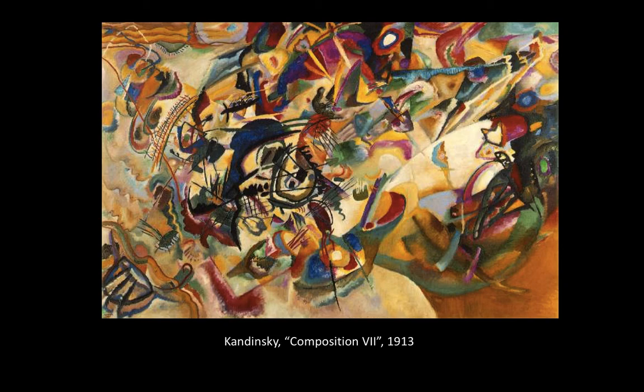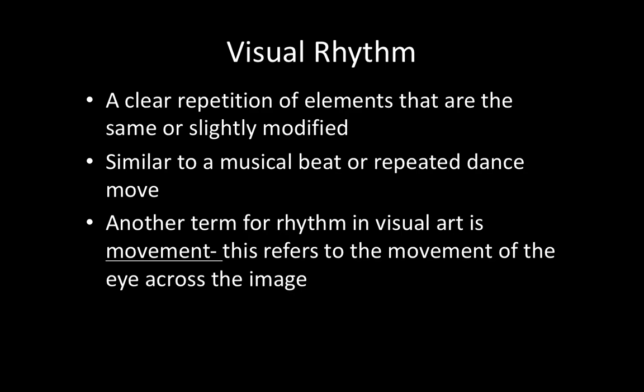Okay, so what is visual rhythm? Visual rhythm is a clear repetition of elements that are the same or slightly modified, similar to a musical beat or repeated dance move. When you listen to music, there's a similar beat that moves throughout the song, and there's multiple ones. Or if you watch a dance, there's similar moves that are repeated. So just like in those art forms, visual art forms need something that is consistent over and over.